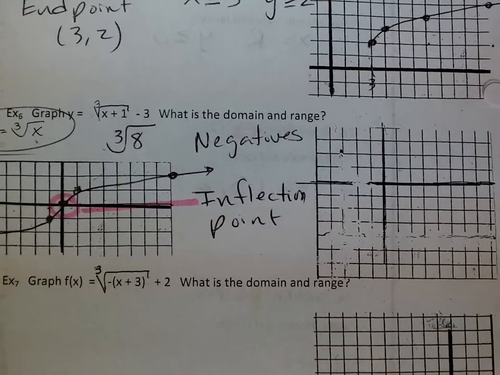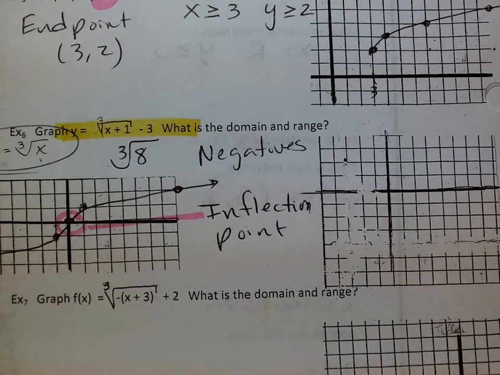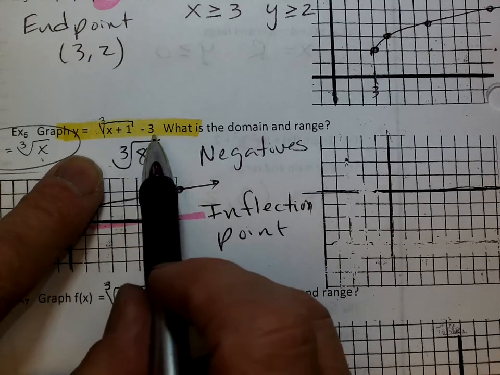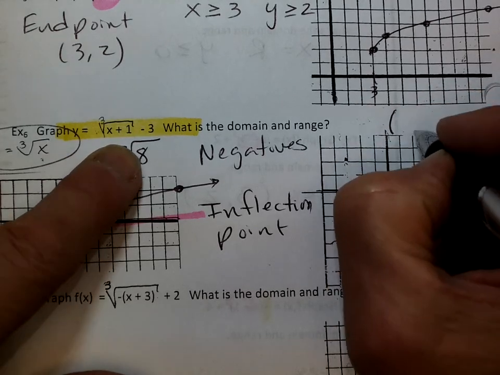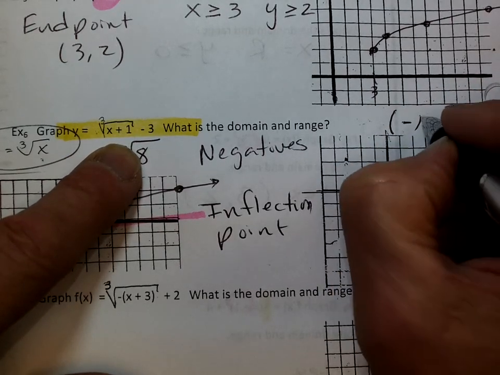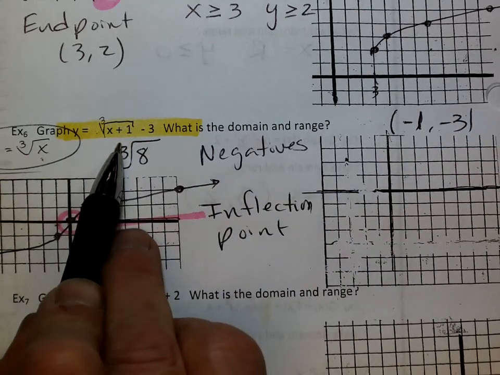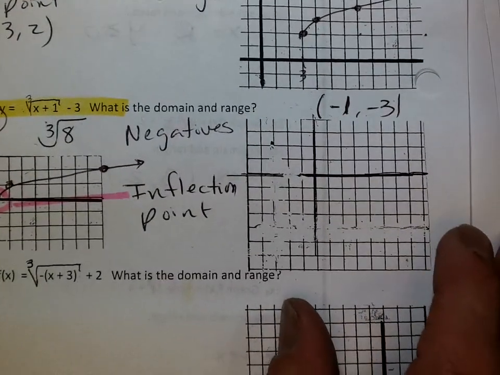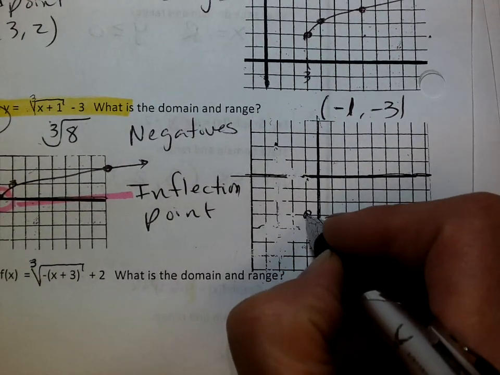So let's go back up and take a look at graphing this one. If I want to graph y equals cube root of x plus 1 minus 3, my endpoint then is going to be at negative 1, negative 3, right? Negative 1, opposite of the inside 1, negative 3. So I'm going to find negative 1, negative 3 right there.